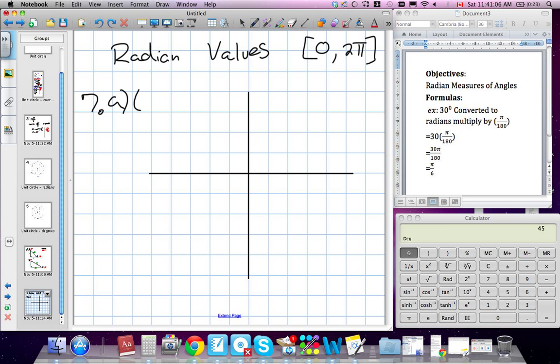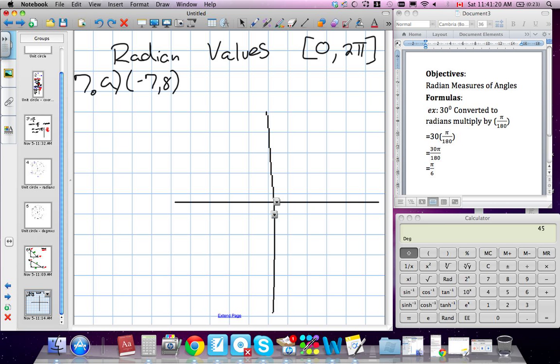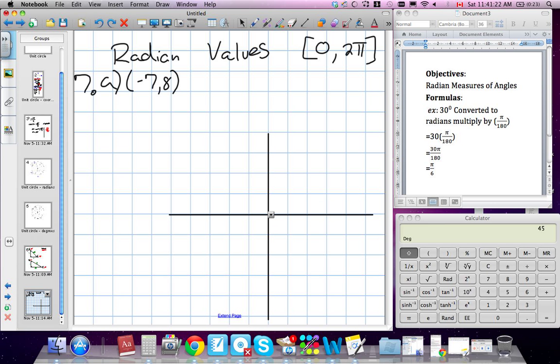Okay, so 7a, we need to find the radian angles, and for 7a, they've given us the point of the arm passing through negative 7 and 8. So what we do know is we're going to have a value going through 1, 2, 3. We're going to have some point at negative 7, let's say, and positive 8. We know we have something like this.